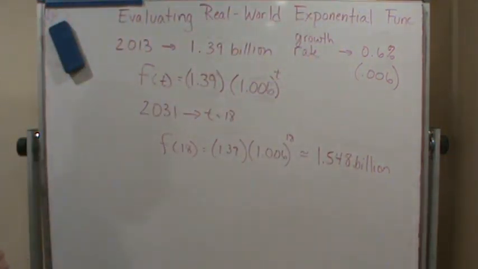Very, very close to the same as India. So India's population is growing much faster. Basically, India's population will surpass, it looks like, China's population by 2031.